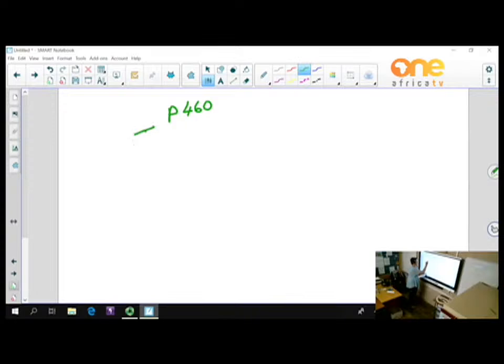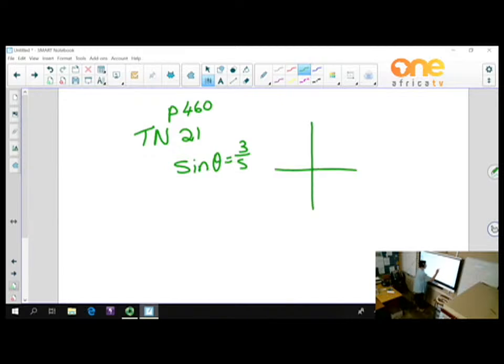So I want us now to look at Try Now 21. And you can just first listen and follow what we do. Now they say, given that sine theta is equal to 3 over 5, find the value of cosine theta and tan theta between 0 and 360 degrees. Now, if we draw this one, then this is 3, this is the opposite, and this is the hypotenuse. That's your sine one there.